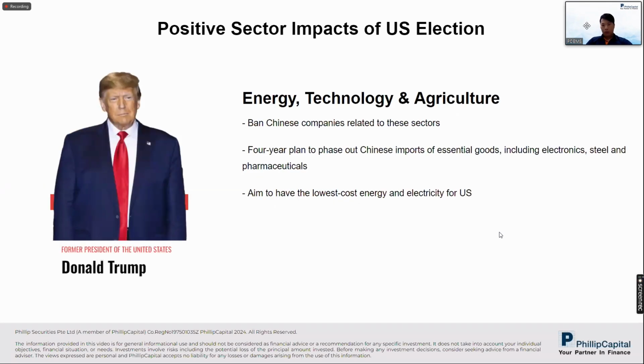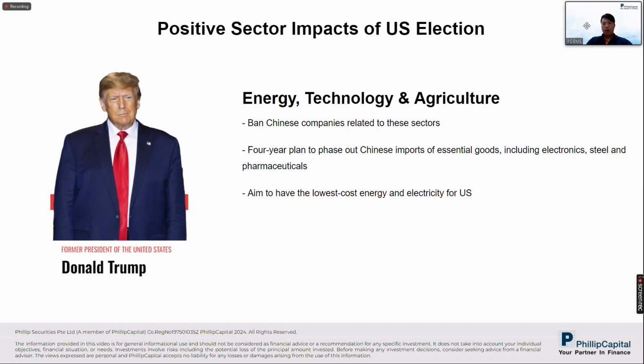If you are a Donald Trump supporter, then sectors like energy, technology, and agriculture will have a potential upside. This is because one of the campaign promises by Donald Trump is that he wants to ban Chinese companies related to these sectors if he is selected. By doing so, this means that locally within the US, there are fewer competitors, and fewer competitors means more revenue being generated for local companies. Of course, there is also a 4-year plan to phase out Chinese imports related to electronics, steel, and pharmaceuticals. And lastly, he also aims to have the lowest cost energy and electricity for the US.